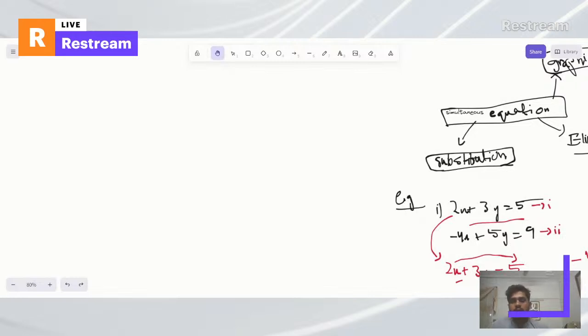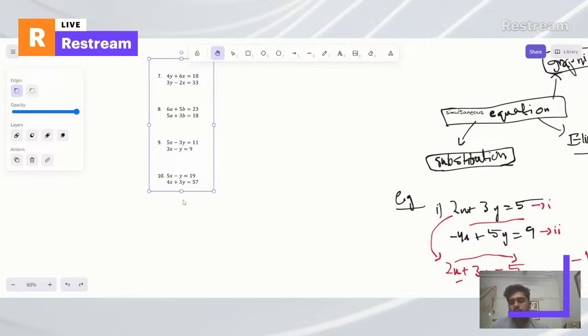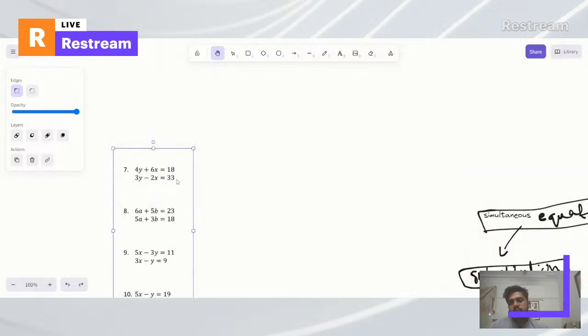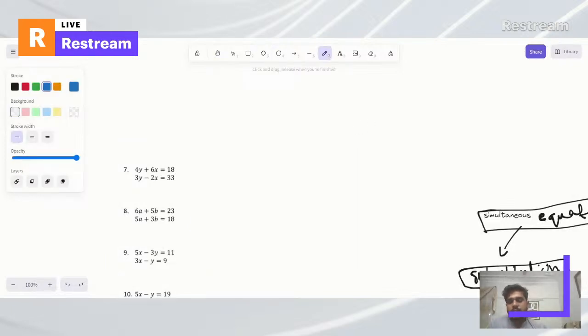Now let's move ahead and do some other questions. Okay, so I have four questions right over here. I'm going to do these questions. I'm going to explain question number 7 using the elimination method. Let's see what the elimination method is.